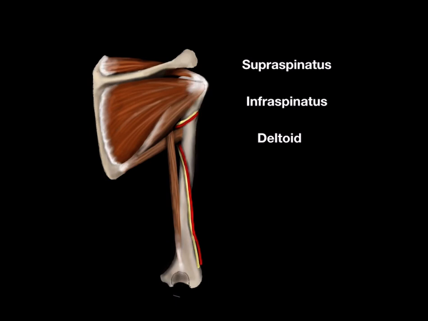The axillary nerve is 5 to 6 centimeters below the acromion process. So that is about the clinical importance of the deltoid muscle. Now let us see the action of these muscles.